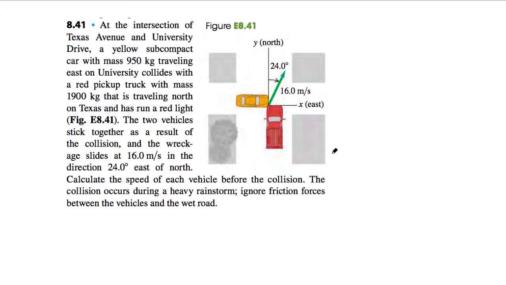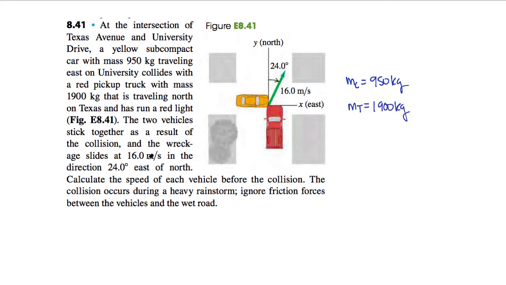Question 8.41 involves two vehicles colliding at an intersection. The yellow car, which we'll call just a car, has a mass of 950 kilograms. The truck that it collides with has a mass of 1,900 kilograms.